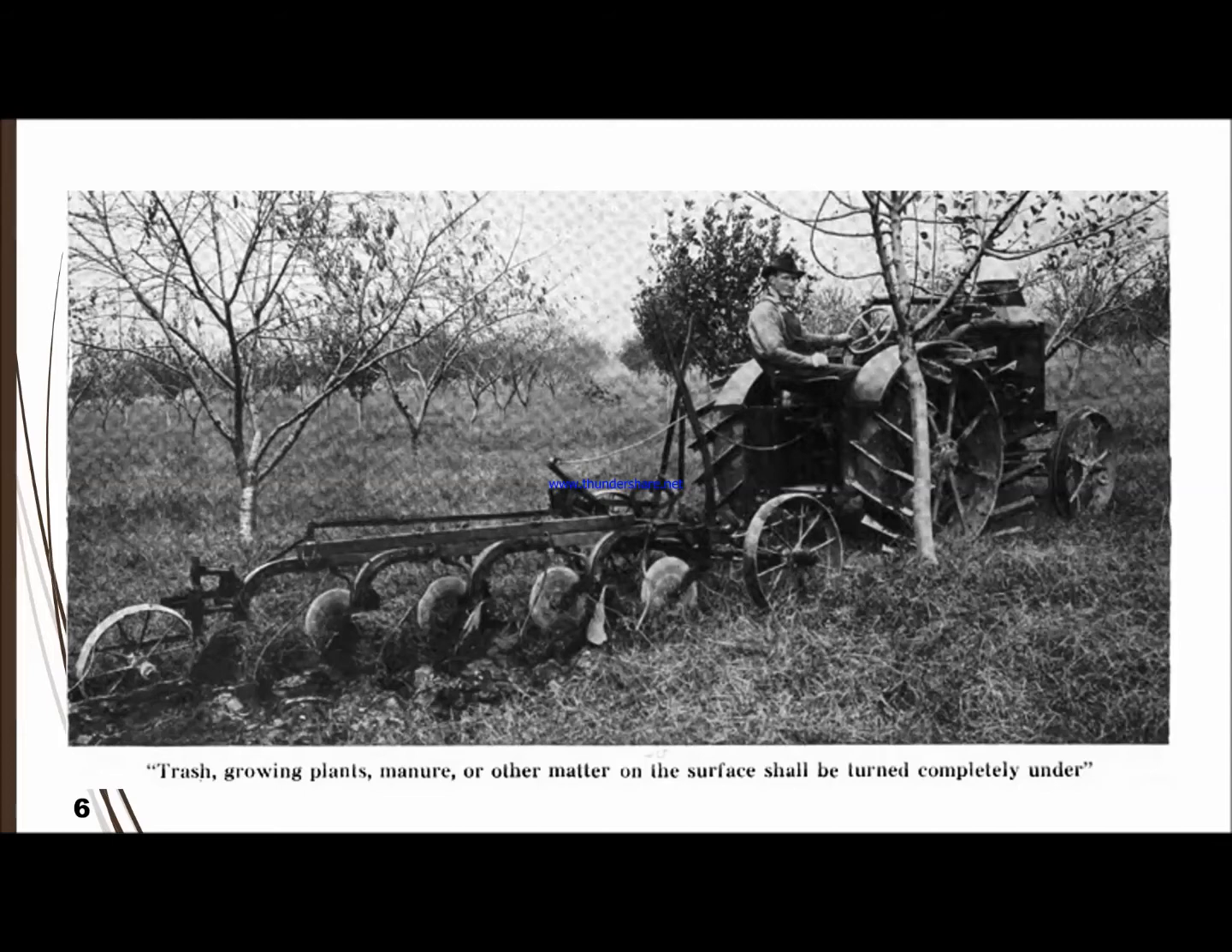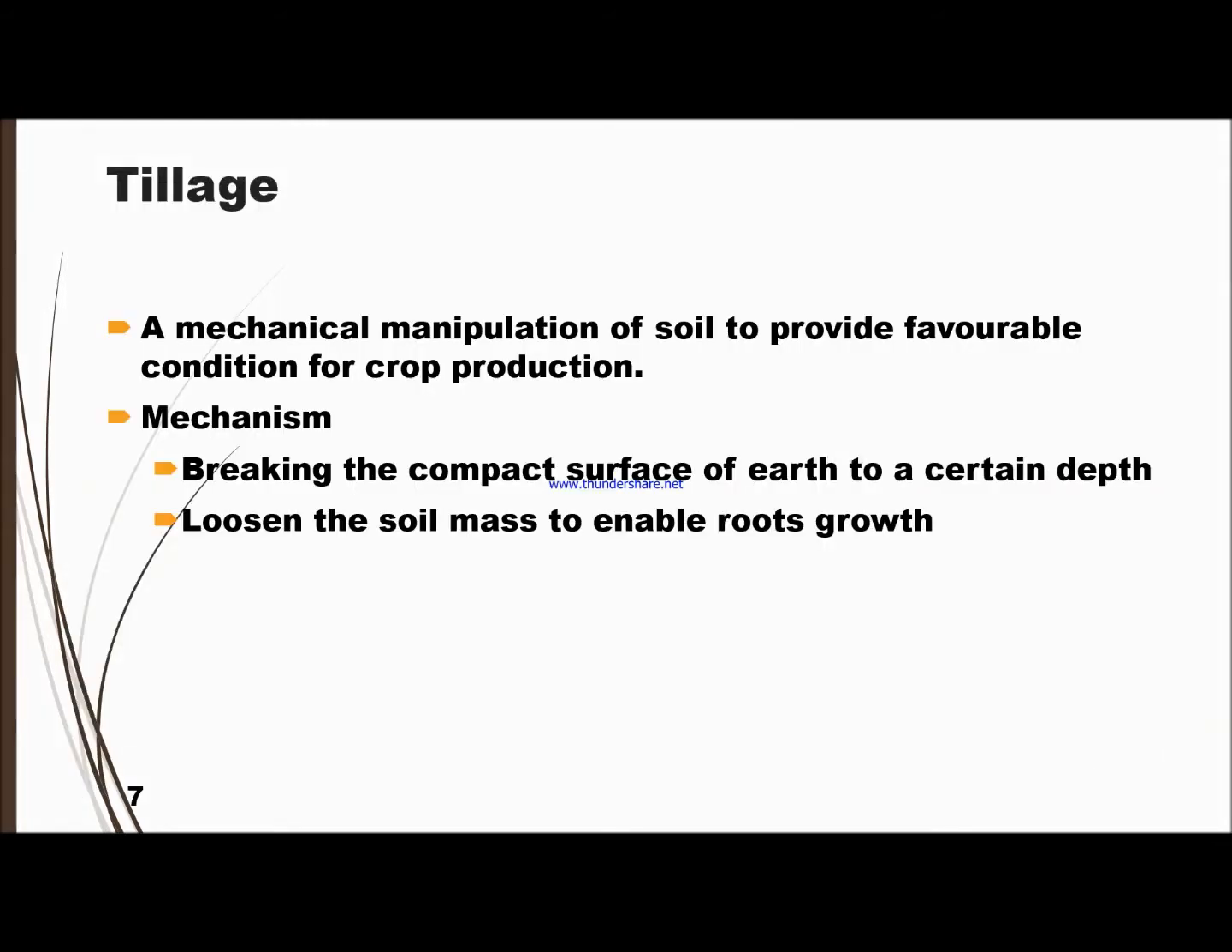And this is a modernized agriculture machinery for growing plants. In this case, it is incorporation of growing plants, grass, manure and other material into the surface. The purpose is to prepare the land so that it is suited for the next growing season. Tillage is the mechanical manipulation of soil to provide favorable conditions for crop production.